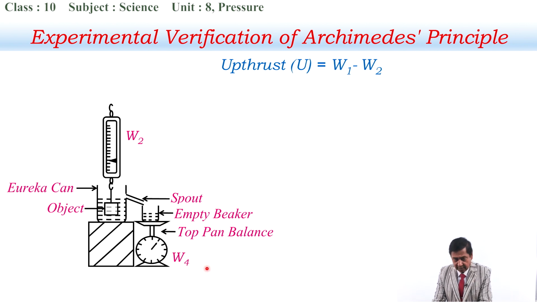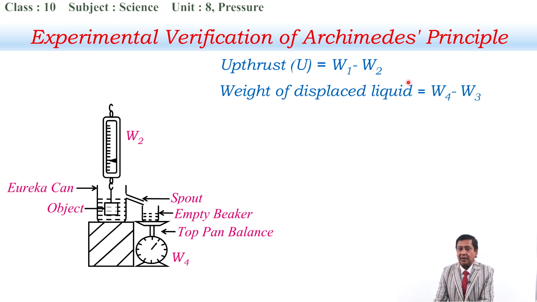And if we have to find the weight of displaced water, then we can subtract W3, the weight of the beaker, from W4, the weight of the beaker and displaced water. In this case we are taking water, but normally this liquid may be anything, that's why the word liquid is used here. Weight of displaced liquid is equal to W4 minus W3.